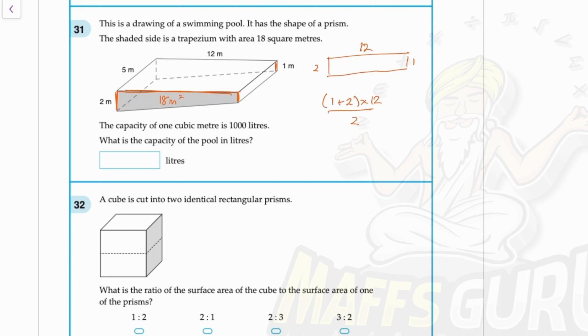So I now know the area of this is 18 square meters. How do I find the volume? I multiply by how far back it goes. So I'm going to multiply that by 5. So 18 times 5 gives me 90. So we know the capacity of this whole thing now is 90 cubic meters. We know that 1 cubic meter is 1,000 liters. So I'm going to do 90 times 1,000, which gives me, strangely, 90,000 liters. That's a lot of water, yo.